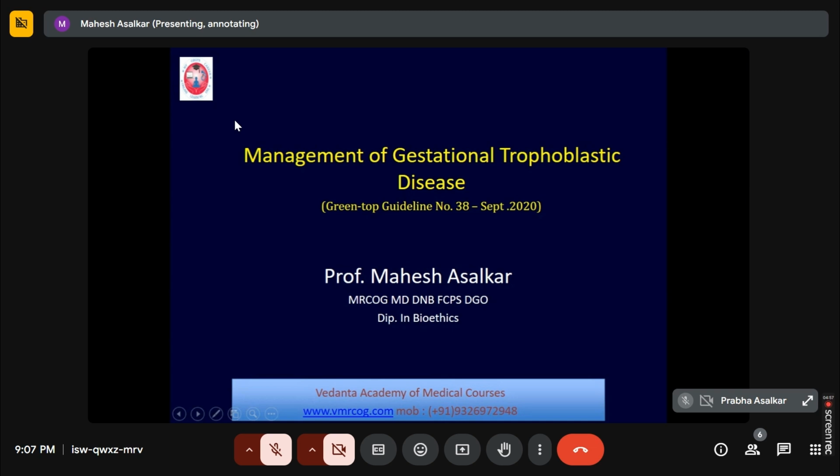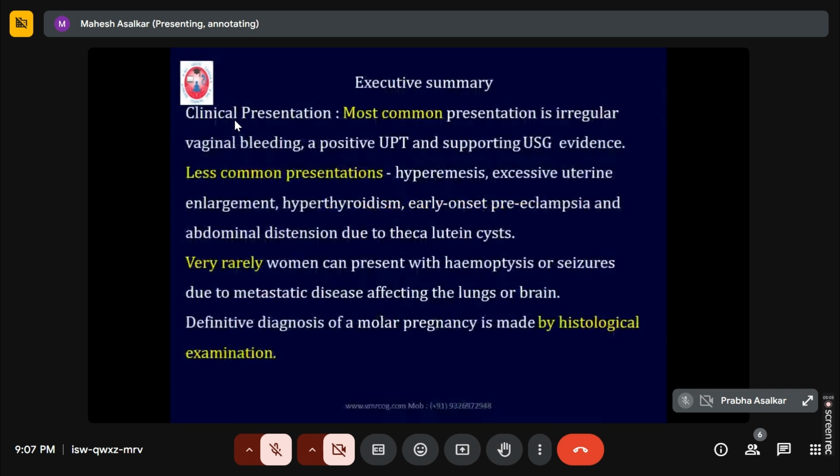So welcome to the class. Today's topic is management of gestational trophoblastic disease. It is Green Top guideline number 38, published in September 2020. So we will see the executive summary of this particular guideline.